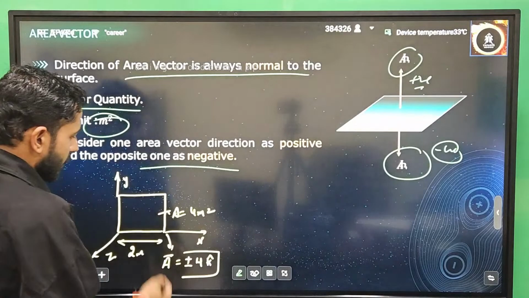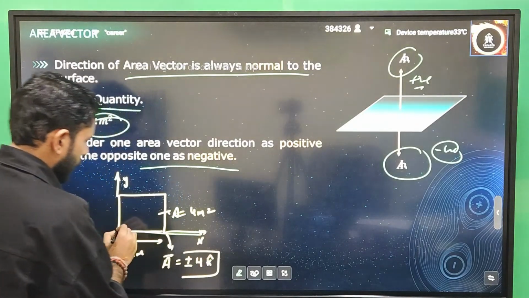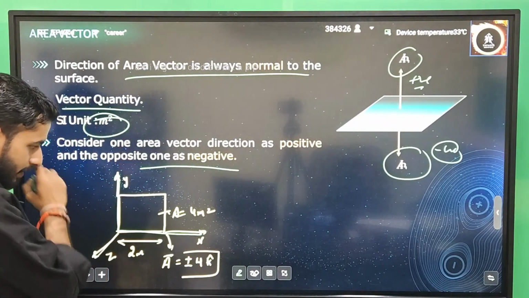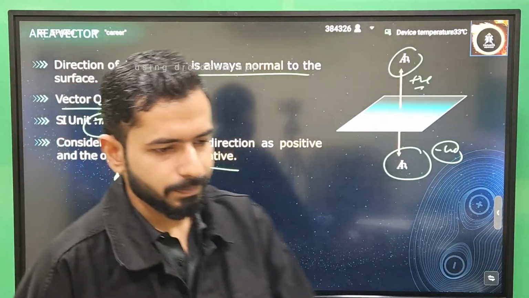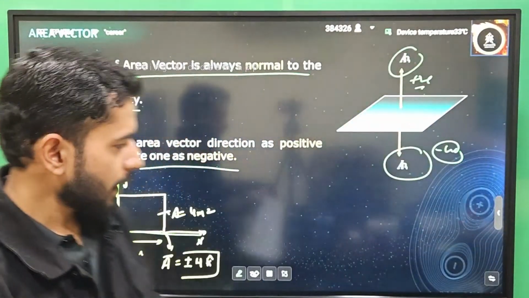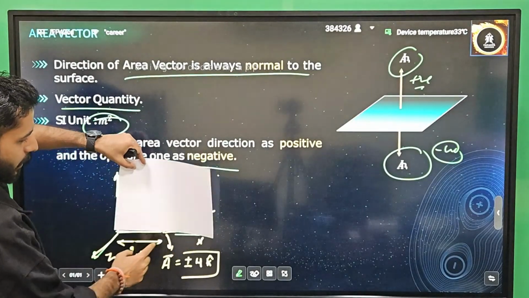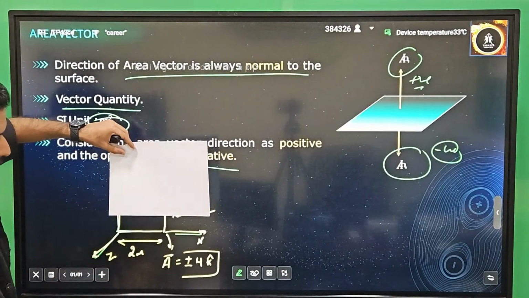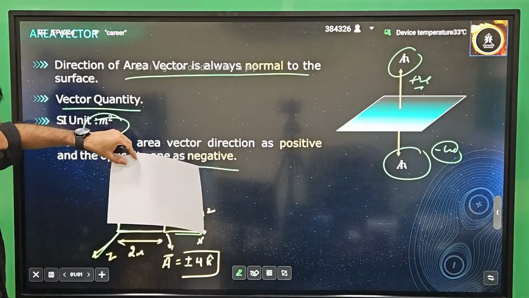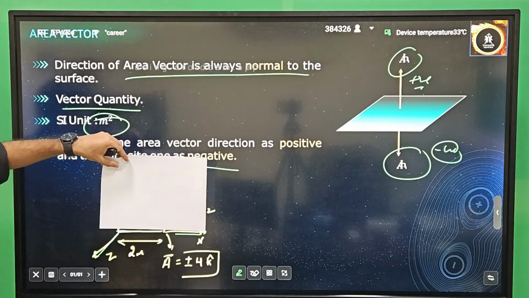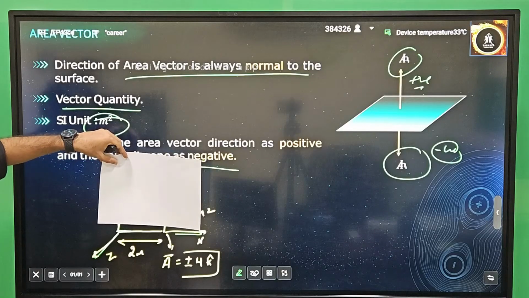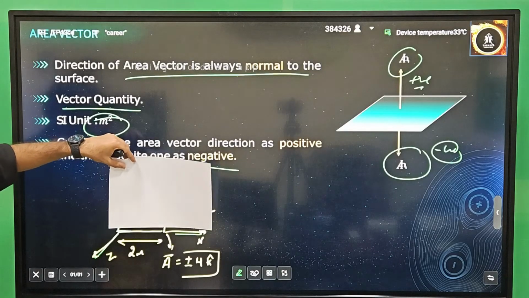Here it is represented. Let's suppose this is the x-axis, this is the y-axis, this is the z-axis, and a paper is kept like this. This edge is what? X-axis. This edge is what? Y-axis. Correct? Now you want to calculate your area vector. What will you do? You will do i cross j.